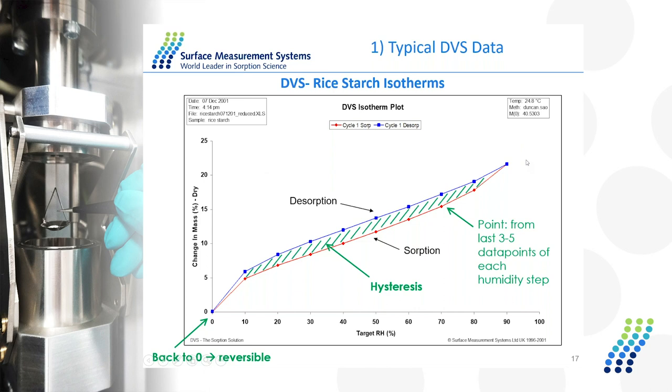Which indicates this is a bulk sorption dominated mechanism. And the gap between the sorption and desorption cycle is the hysteresis gap. This gap also tells information about the diffusion, that the desorption is a diffusion limited process. So these are all the information we can get from a set of DVS experiments.